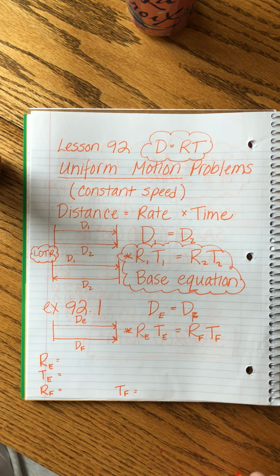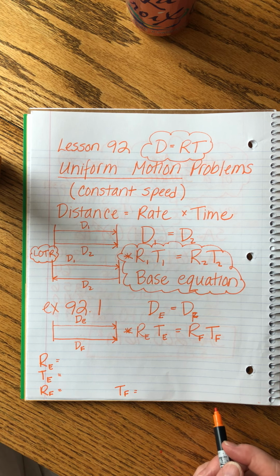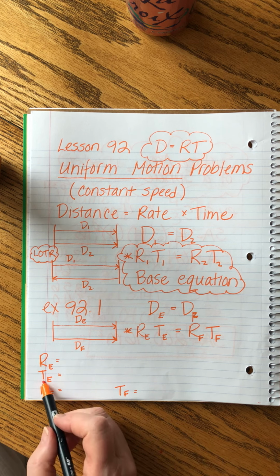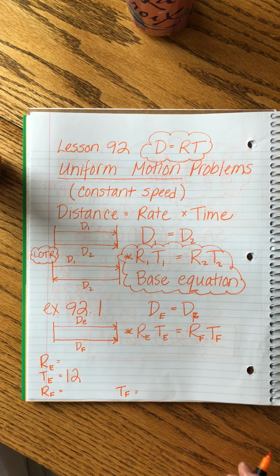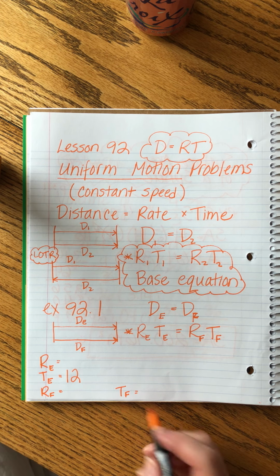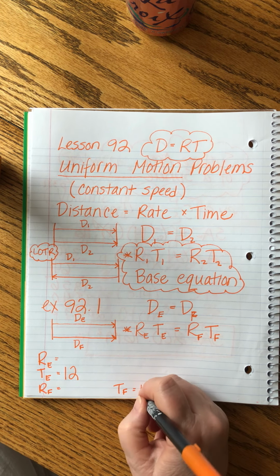Now I'm going to go back and see what numbers John gives me. He's not going to give me all of them because I'm going to have to solve for some, but I'll look and see what he gives me. The express train made the trip in 12 hours. So the time of the express train is 12. On Wednesday, the freight train made the same trip in 16 hours. Time of the freight train, 16.